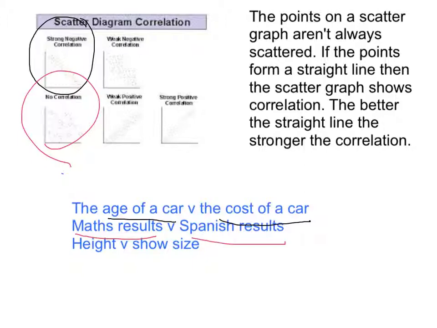The last example is height versus, this should be, shoe size. Now normally taller people do have bigger feet, so normally as the height increases the shoe size would increase as well, but this is likely to be weak positive correlation as there will be some people that are taller with smaller feet or shorter with bigger feet.